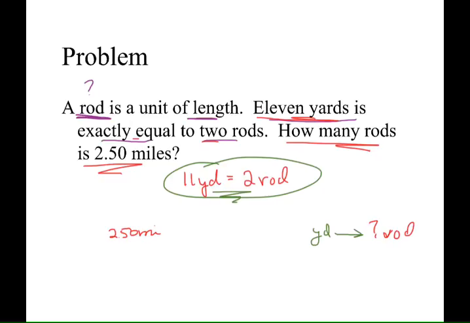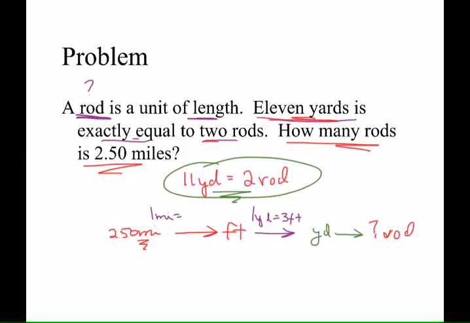Now, you may not have committed it to memory, but a lot of people know how to get from miles to feet. It's a by definition thing, too. 5,280 feet is equal to 1 mile. If you memorize that, then you're in good shape. Then all we need to do is get from feet to yards, and hopefully you know that. 1 yard is equal to 3 feet. That one I might expect you to know on a test.